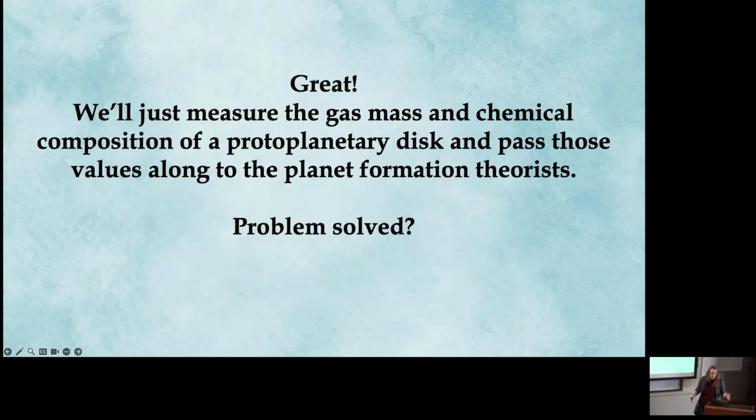So great. We'll just measure these gas masses and chemical compositions of a typical protoplanetary disk, and then we can hand those values off to our favorite planet formation theorist, and they can explain all of planet formation, right? Our problem is solved? Well, not exactly.